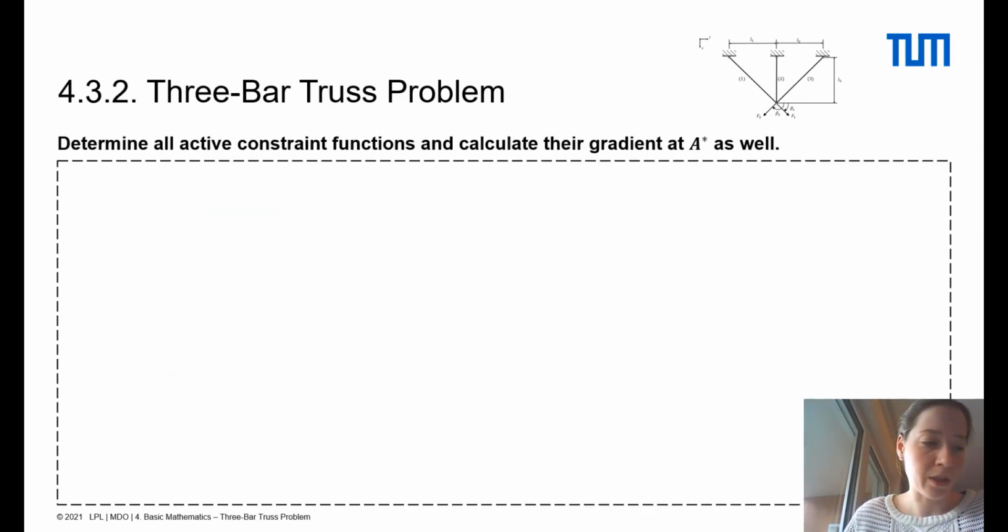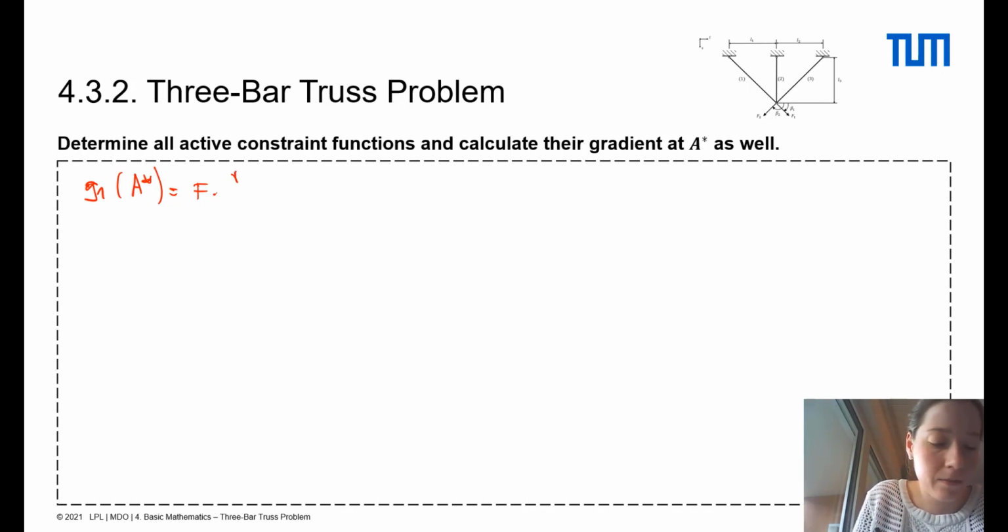Now we have to determine all active constraint functions and calculate their gradients. We know that G1 and G2 are actually active. How can we check if that's correct? Well, we just compute it. So we got the constraint, which is the absolute value of sigma minus sigma yield has to be smaller or equal than 0. That's also given on the last slide.